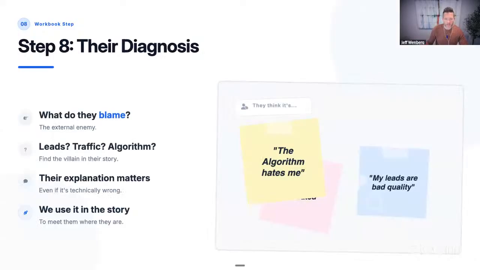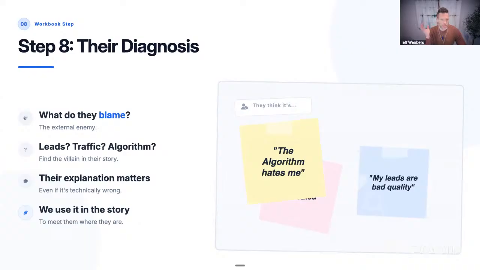All right. And then the last step is: what are they saying the problem is? What are they really determining is the issue? It doesn't even matter if it's not actually true. It's just that's what they believe to be true. And we want to use that so that we can connect to them. What are they saying is the problem is what we want to have down here.